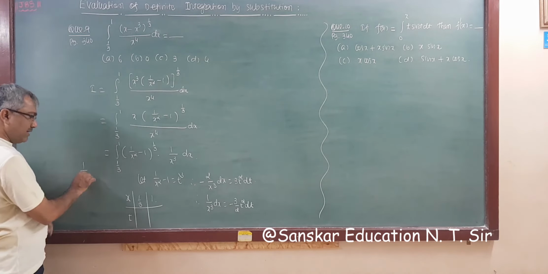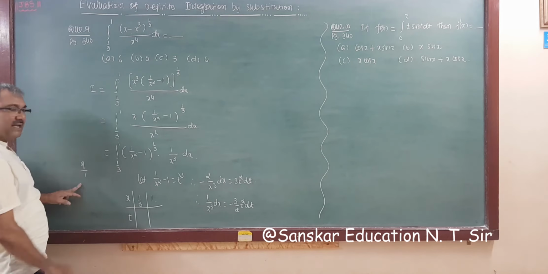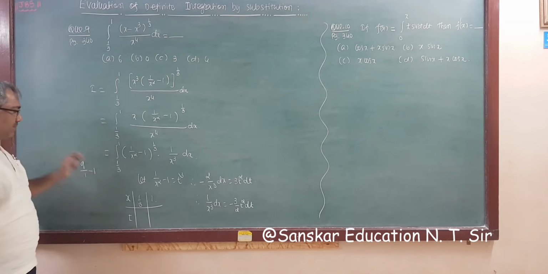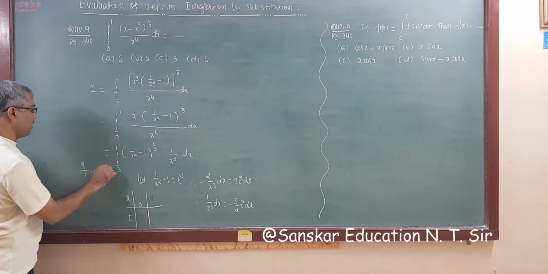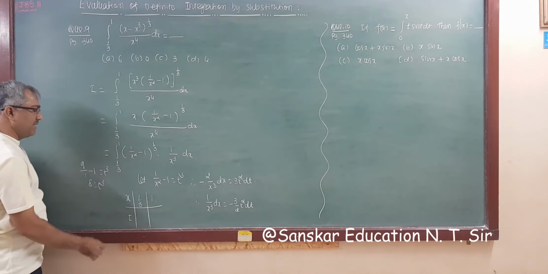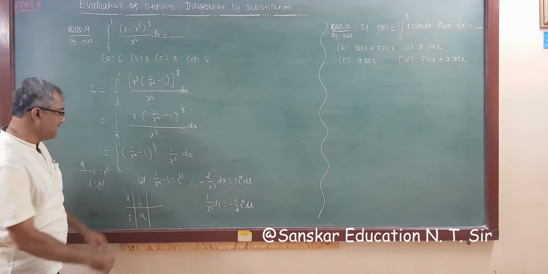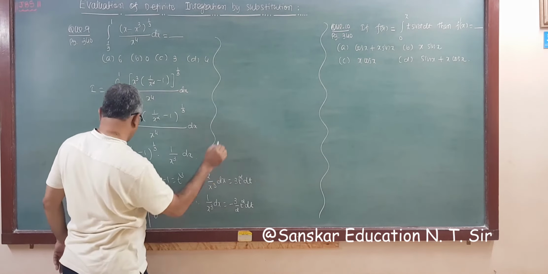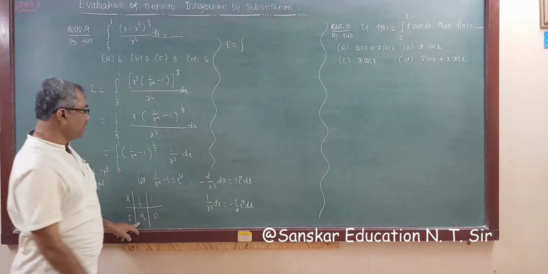1 upon 1 upon 3 whole square, that is 1 upon 9, that is 9 minus 1 upon... we have to substitute x is equal to 1 upon 3, so this is 1 is equal to t cube. So 9 minus 1 is 8 is equal to t cube. So t is 2, and for x is 1, then 1 upon 1, 1 minus 1 is 0, so the answer is 0.